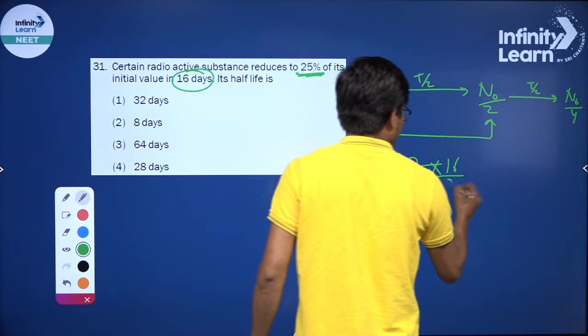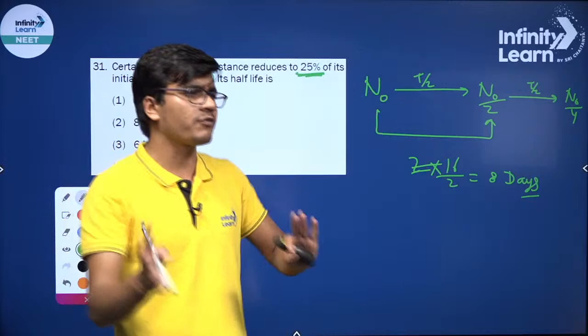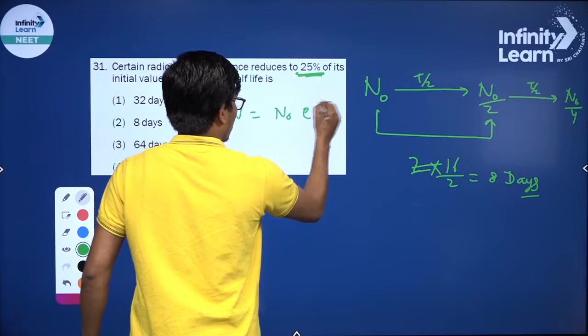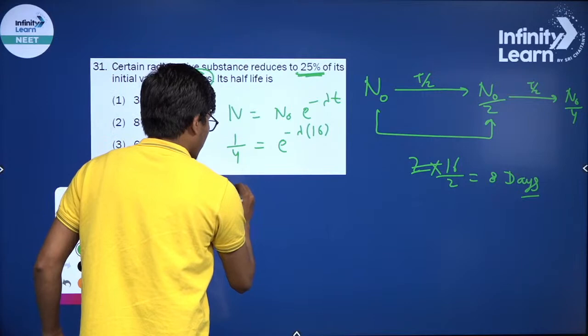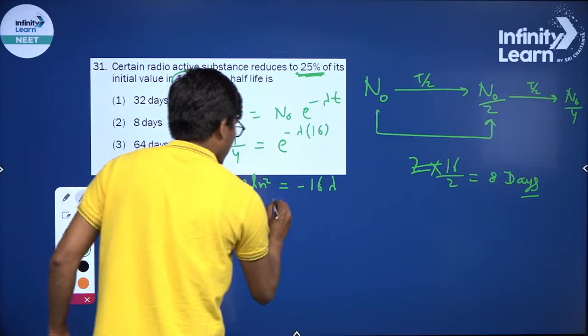So this is what we know from common sense, but if you want to apply the formula, definitely you can apply n is equal to n naught e to the power minus lambda t. So if it is getting reduced by 25%, you will have minus lambda into this time, which is given to you as 16, right? Just take log on both sides. So you will have 2 times ln 2 is equal to minus 16 lambda. You will get lambda as ln 2 by 8.